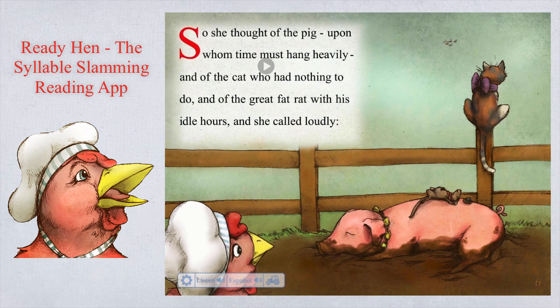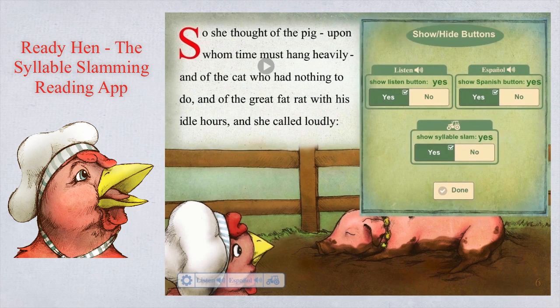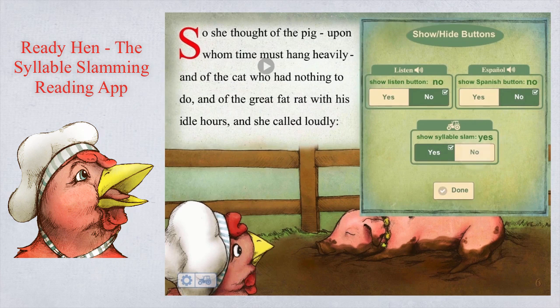We can turn off the buttons that we don't want to appear on the page. Tap on the Preferences to bring up the Preferences dialog. Press on Button Display. Here you can see we can turn off the Listen button, the Spanish button, or the Syllable Slam button.